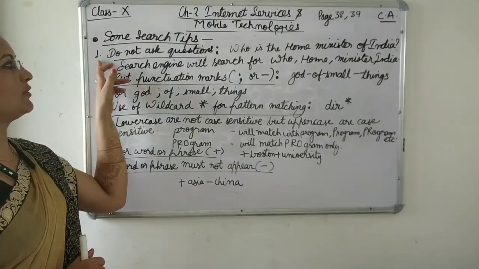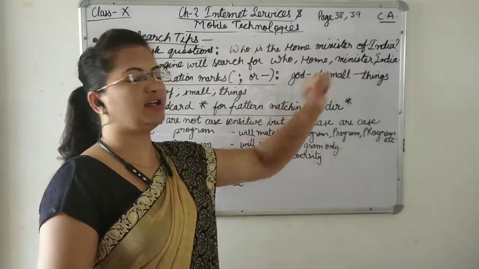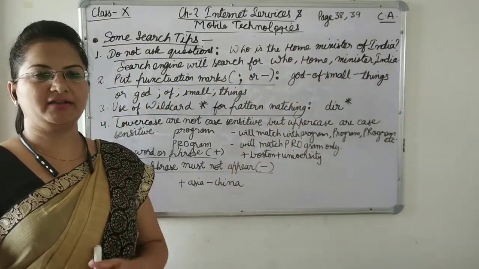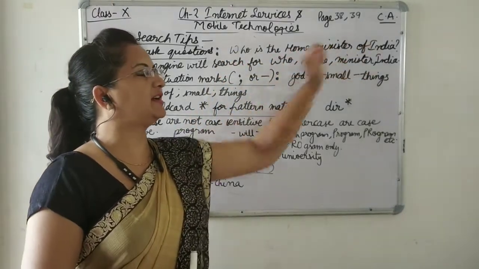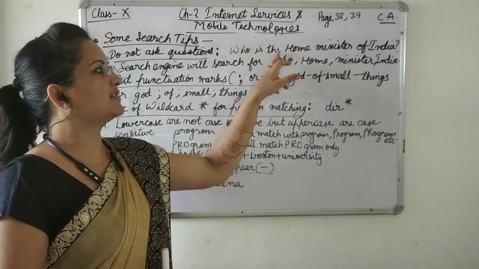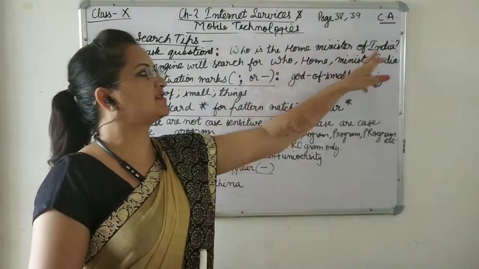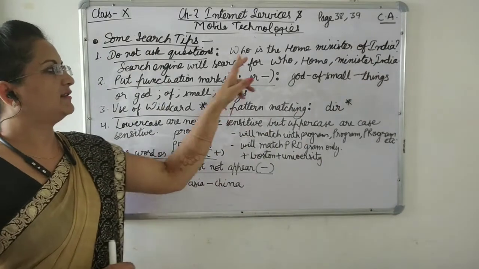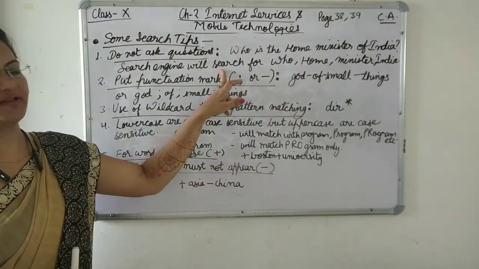So first of all, do not ask questions. If you are searching for who is the Home Minister of India, then the spider of the search engine will search for who, Home Minister and India, and it will simply ignore is, the, of, etc. So you can simply write Home Minister India. It depends on the words which we are using and the words the search engine will search for.